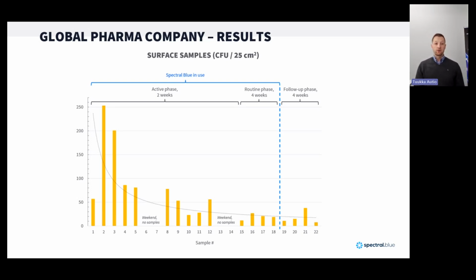And if you look at the graph, what happens is that the trend started to go down quite quickly in the first week. And the microbe levels, we were able to push them really low and well under their alert threshold levels. But what was also very interesting was that when they eventually turned off the blue lights, the level didn't go up. So everybody was maybe expecting that, okay, now we take the blue lights out and the levels will go back up, but that didn't happen. So the effect that blue light had was actually persistent in this case.